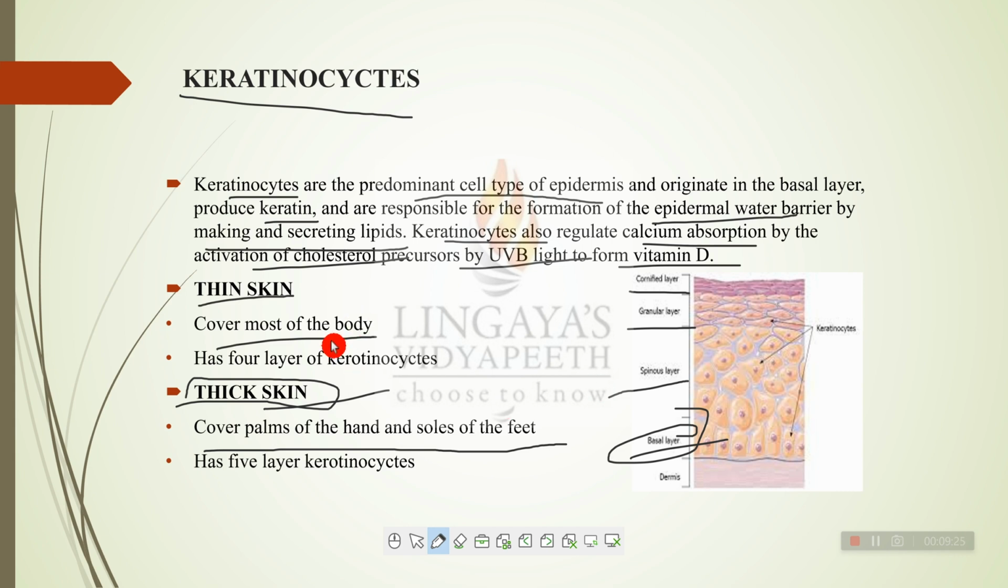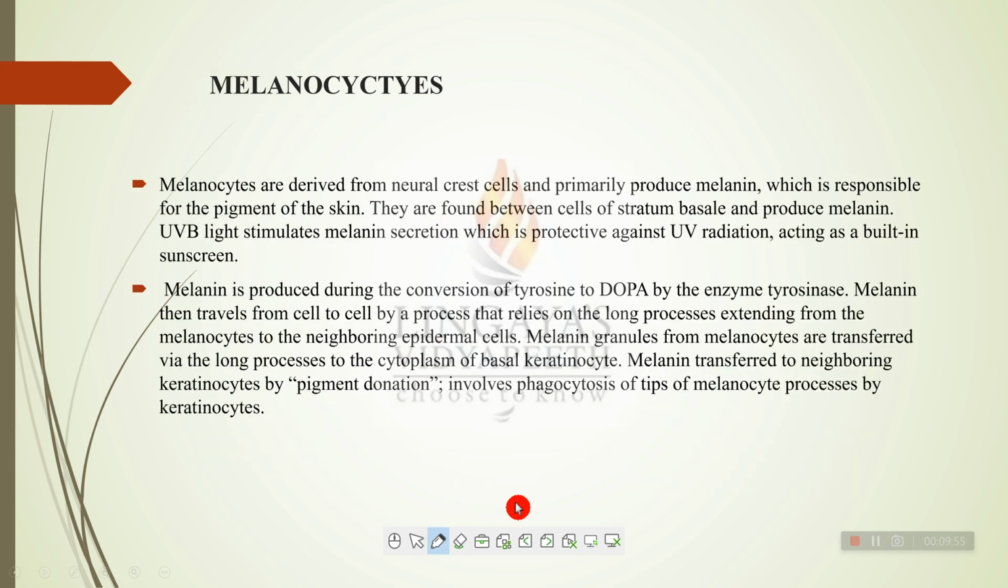If talking about skin, skin is thickest at the palms of the hands and soles of the feet, and it is thinnest at the eyelids. So the thinnest skin consists of 4 layers of keratinocytes, and the thickest skin consists of 5 layers of keratinocytes. Moving on, talking about the melanocytes.